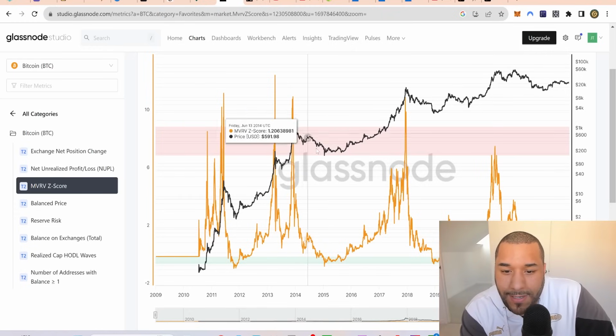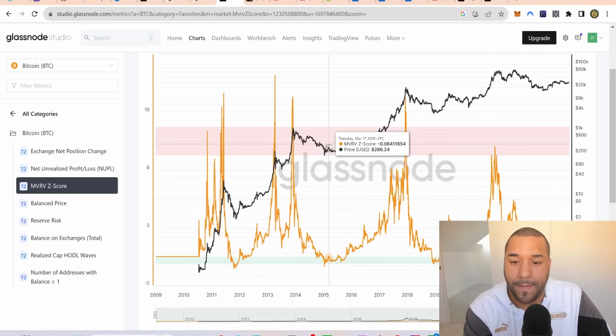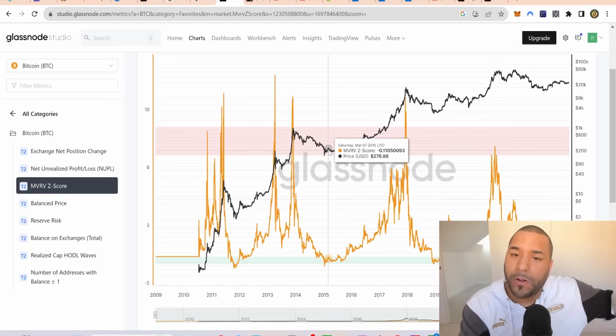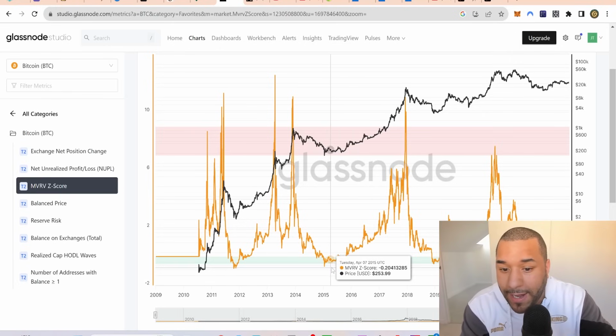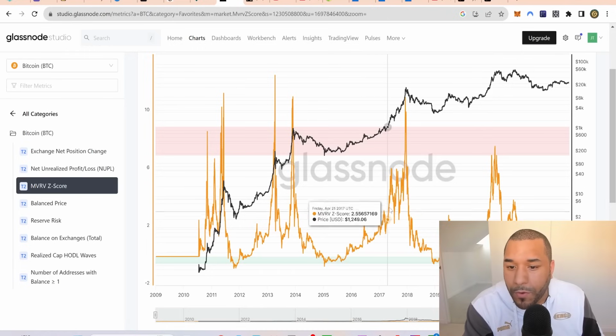So down here in the last cycle, green, perfect time to buy. Look at the price of Bitcoin back in 2015. Had you been watching this Glassnode MVRV score back then, you would have been buying here like an absolute boss. And then you would have ridden this all the way. You would have waited for your signal.